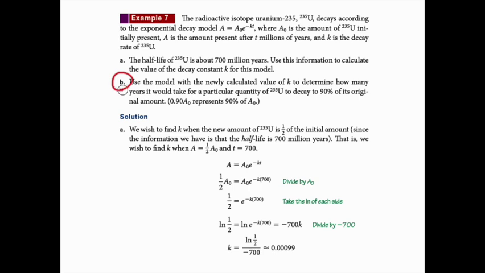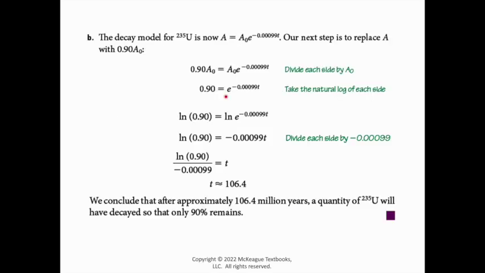Now, if we look at part B, it says use the model with the newly calculated value of k to determine how many years it would take for a particular quantity of uranium to decay to 90% of its original amount. So now that we know what the value of k is, we put that in up here for k.